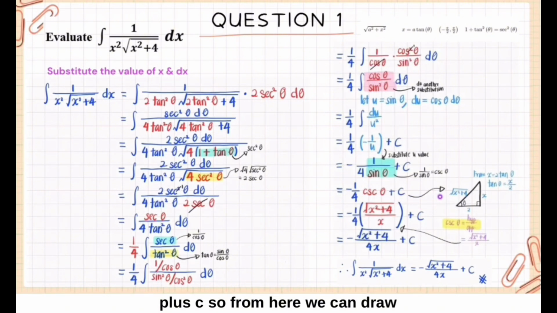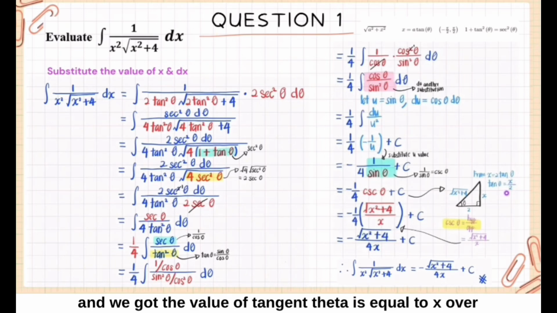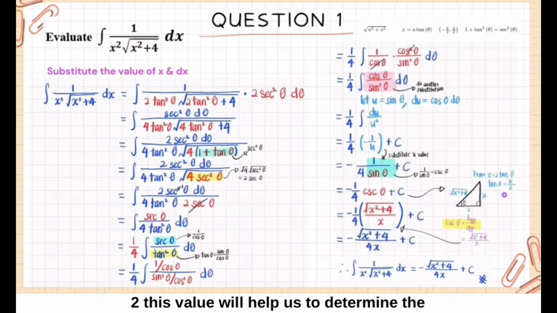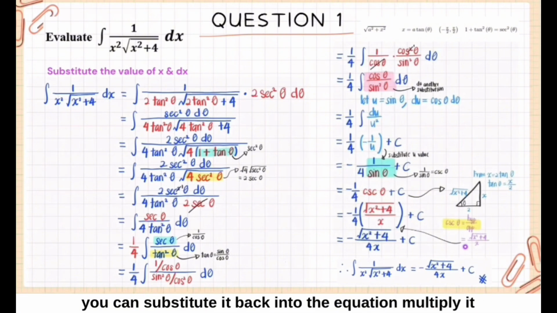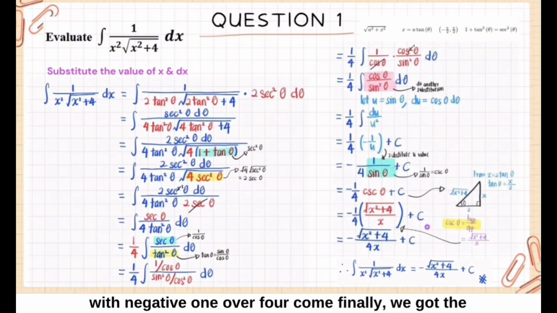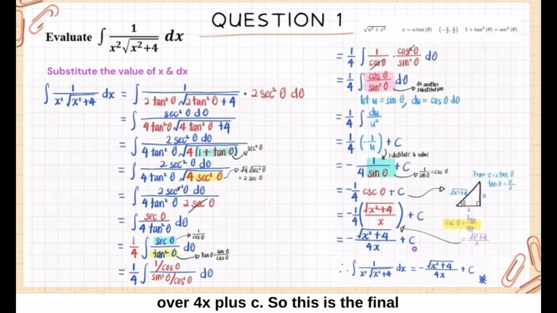From here we can draw the right angle triangle from the x value earlier, which is x equal to 2 tangent theta, so tangent theta is equal to x over 2. This value will help us determine the side values of the triangle. Cosecant theta is equal to hypotenuse over opposite, so cosecant theta equals the square root of x squared plus 4 over x. We substitute it back into the equation, multiplying it with negative 1 over 4. So finally we get the answer, which is negative the square root of x squared plus 4 over 4x plus c. This is the final answer for question 1.